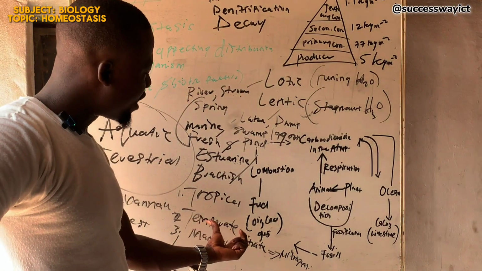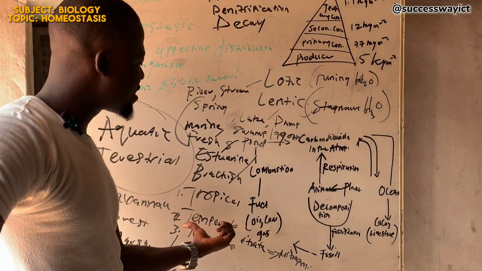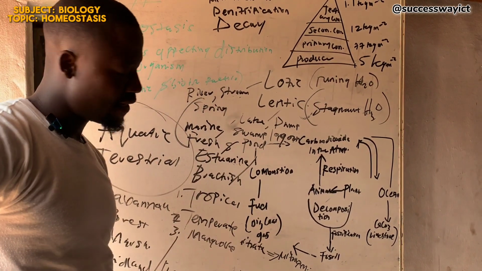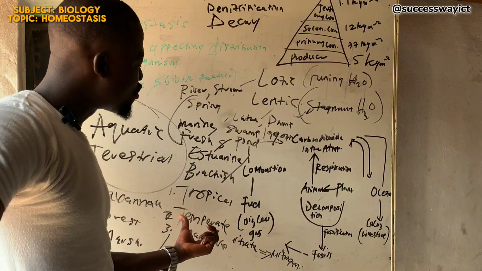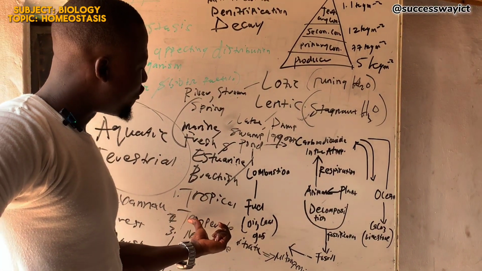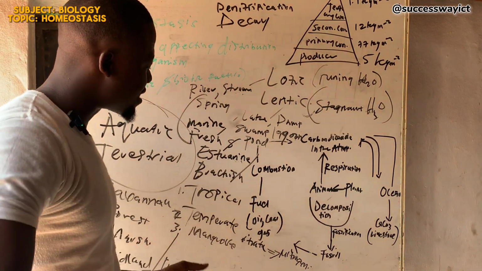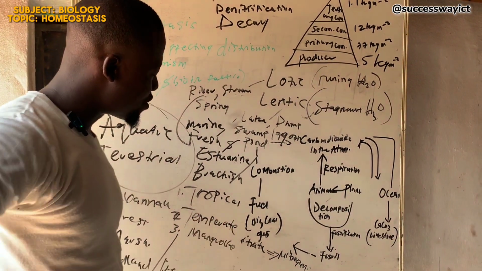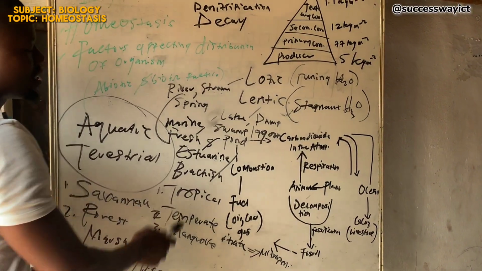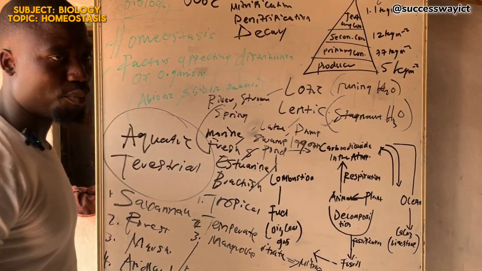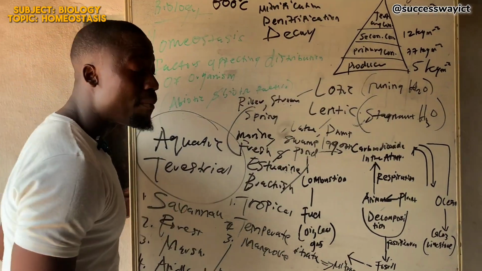So temperate forest is characterized with the presence of what? A little bit elevated temperature, and scarcity of rainfall. That is to say, it rains, but the level of rainfall in temperate forest is not the same as the level of rainfall in tropical forest. Now, mangrove. What about mangrove?